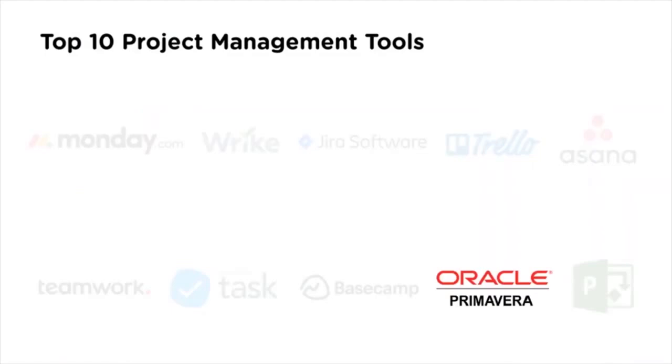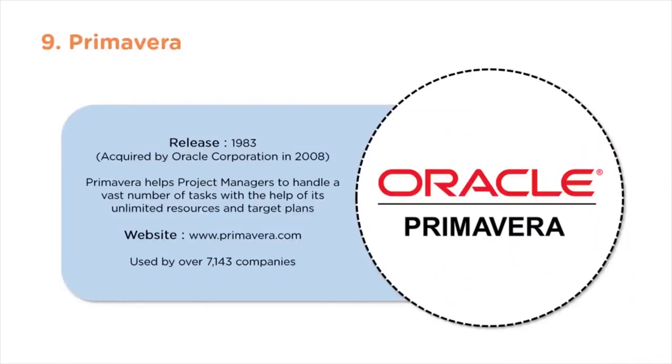Oracle Primavera. This tool was released in the year 1983, and was acquired by Oracle Corporation in the year 2008. Primavera helps project managers handle a vast number of tasks with the help of its unlimited resources and target plans. The website to access this tool is www.primavera.com, which is used by over 7,143 companies.